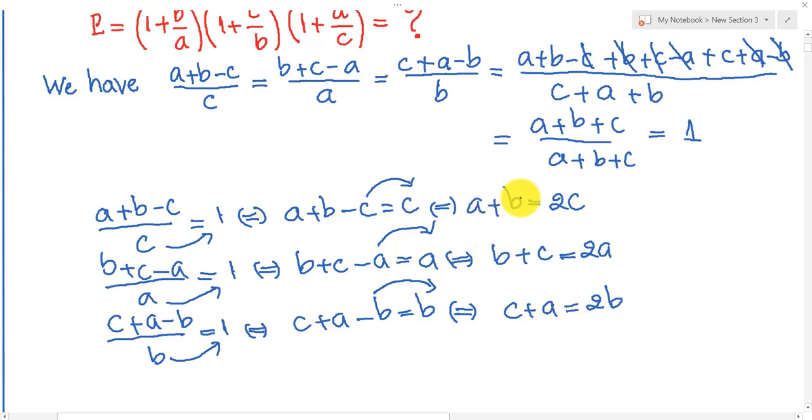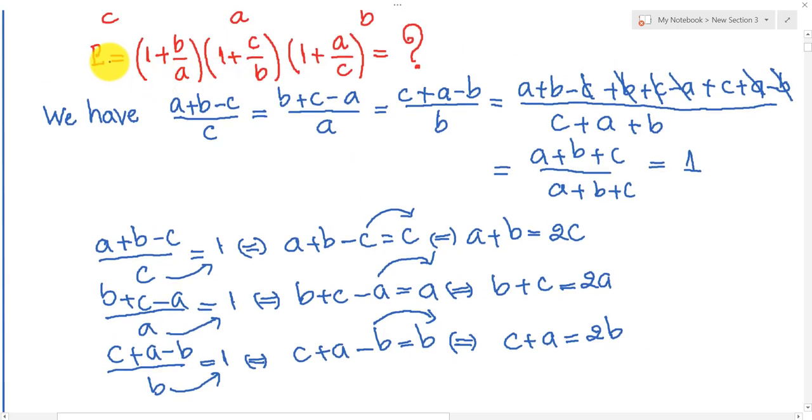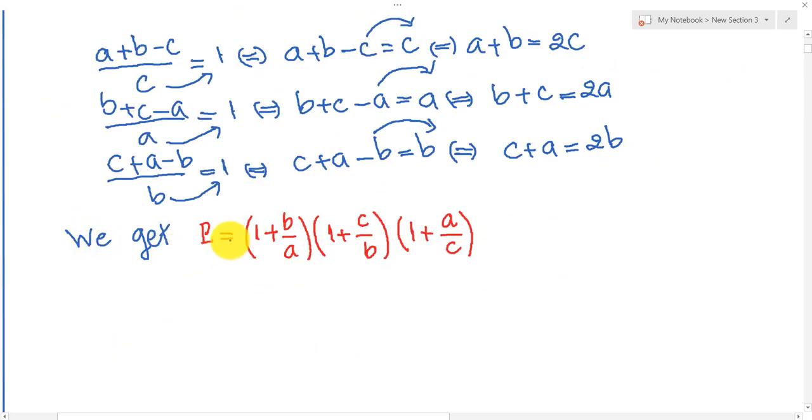Now we have a + b = 2c, b + c = 2a, and c + a = 2b, so we can find the value of expression P. P equals (1 + b/a) times (1 + c/b) times (1 + a/c), which equals (a + b)/a times (b + c)/b times (c + a)/c.